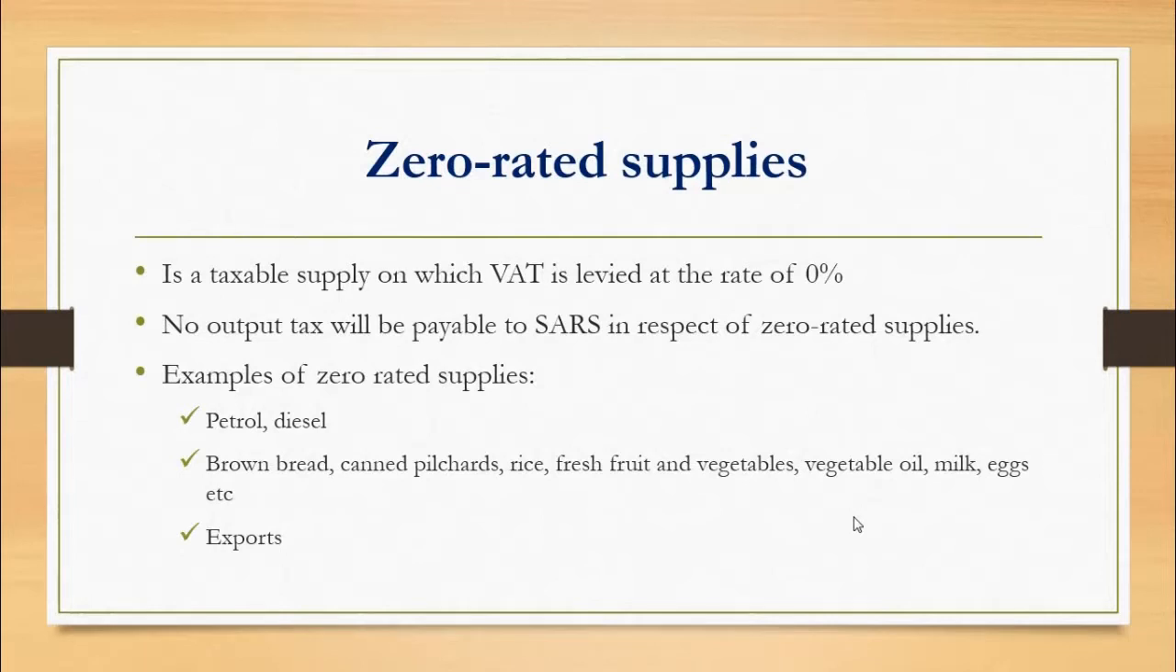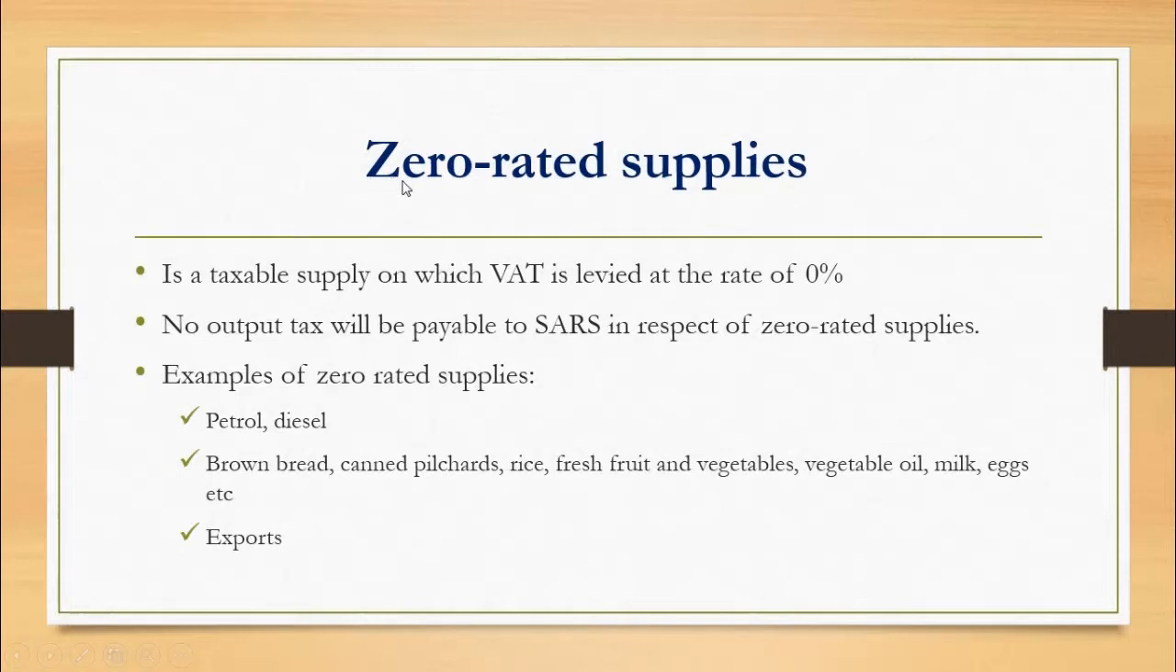This is a self-explanatory word, zero rated supply. That means there is a zero rate that is supplied. But anyway, let us just have a look at what they mean by zero rated supply. It is a taxable supply on which VAT is levied at the rate of 0%, right? Remember the standard rate is 15% on each supply that you make according to the standard rate.